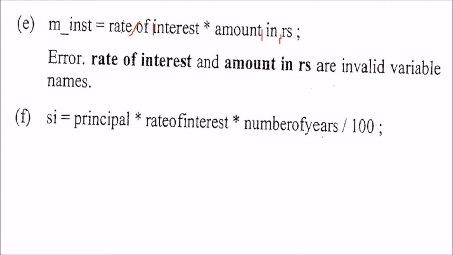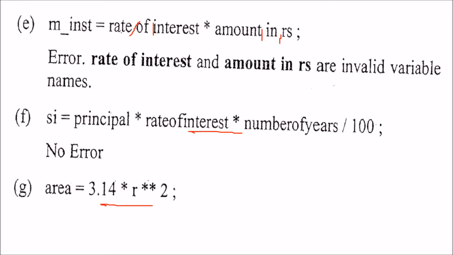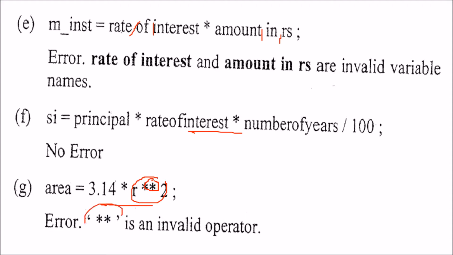Here, is there any problem? We cannot see any problem. Everything is fine. Here, this one, double star, is not available. So this is an invalid operator.